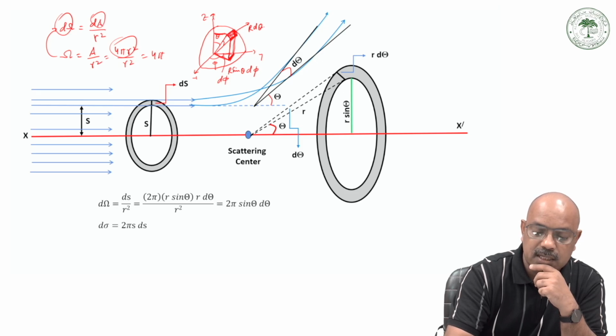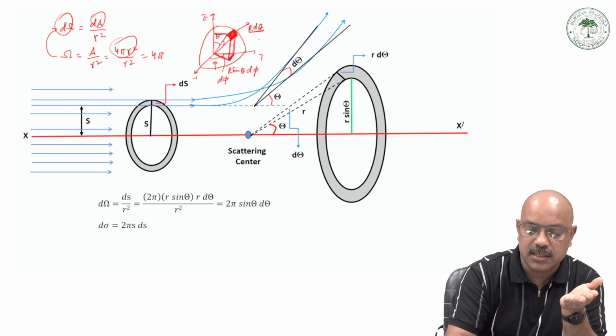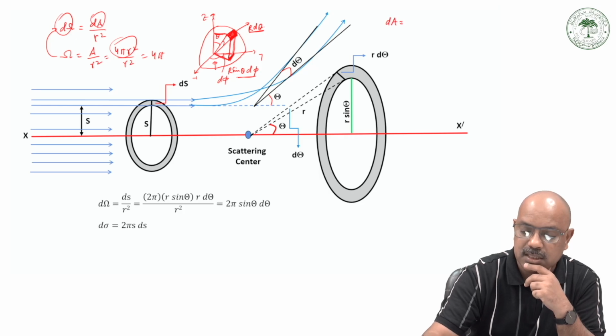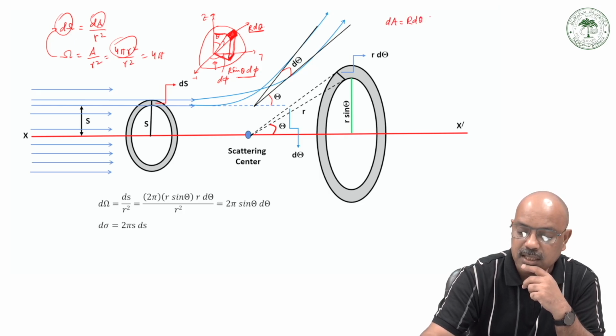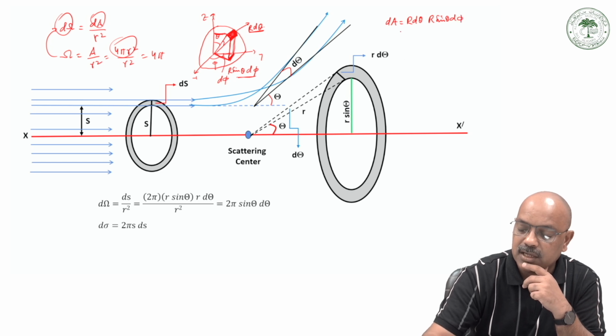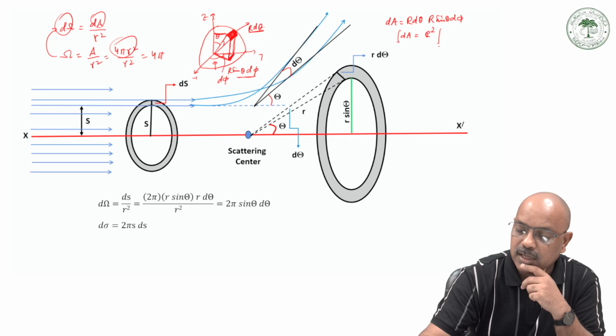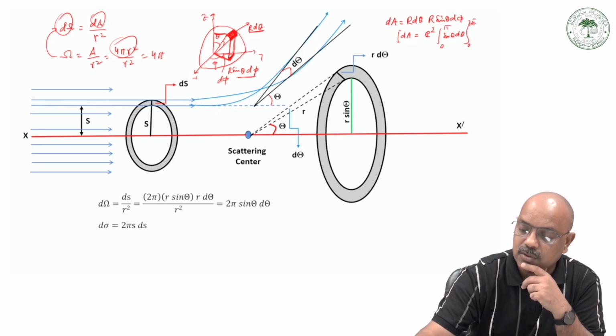So the total area is length times breadth, in this case one length is r d theta and the other is r sin theta d phi. So dA is r d theta times r sin theta d phi. If I integrate this, it is r square, you integrate theta, sin theta d theta from 0 to pi, and phi from 0 to 2 pi d phi. So the integral of d phi is going to be twice pi.